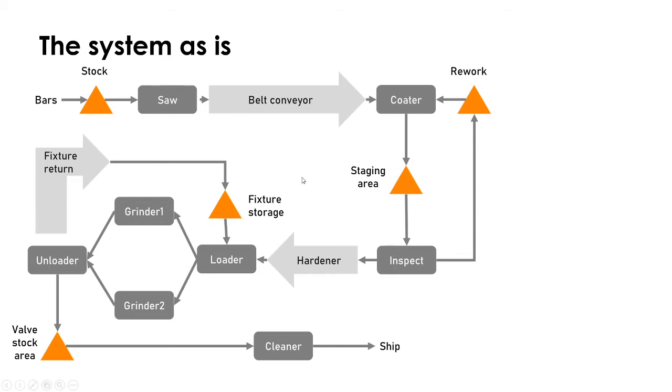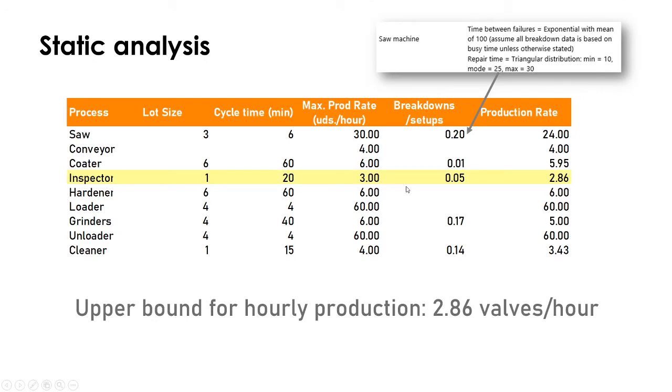So what we could first do is a static analysis. This is a table where we have all our processes from the saw all the way to the cleaner, and we have the information relevant for analyzing, at least as a first approach to the problem. We have, for example, the saw, which works with a lot size of 3 because a bar entering the saw is cut into 3 pieces, and this takes 6 minutes, which gives us a maximum production rate of 30 valves per hour if we were only looking at this process.